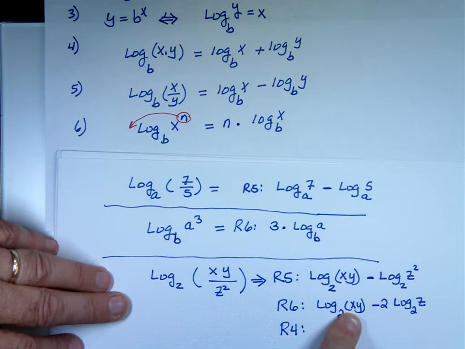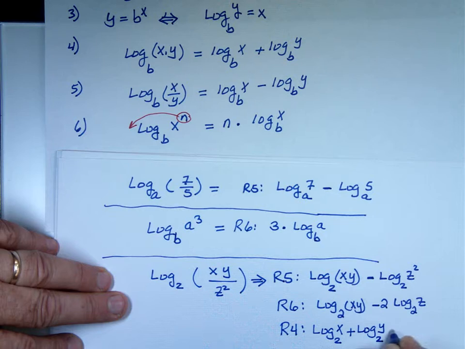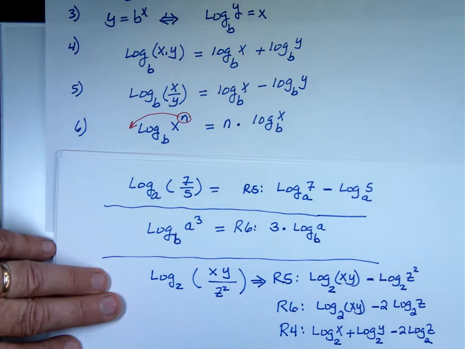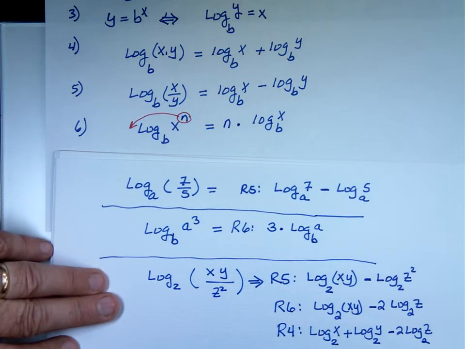That's a multiplication. So you can break it down to log x base 2 plus log y base 2 minus 2 times log z base 2. And that's it. That's as far as I can go with this problem. So I had to apply 3 different rules to it.